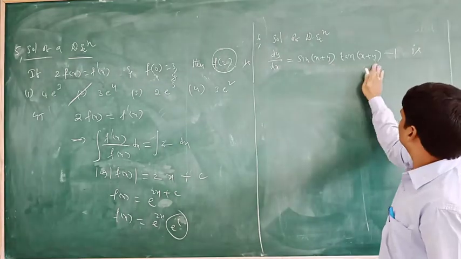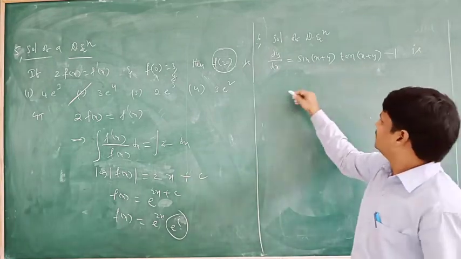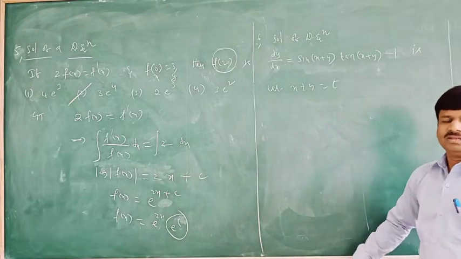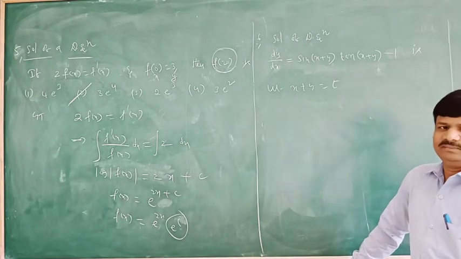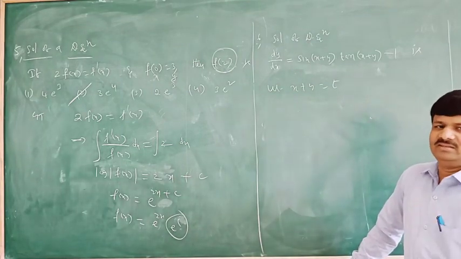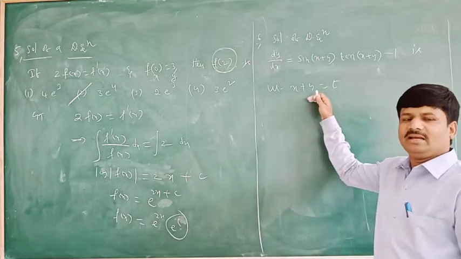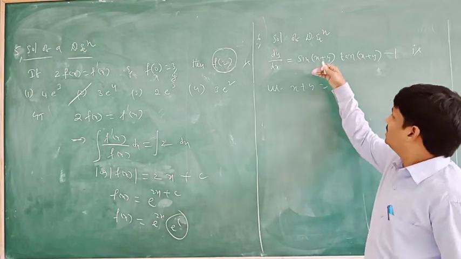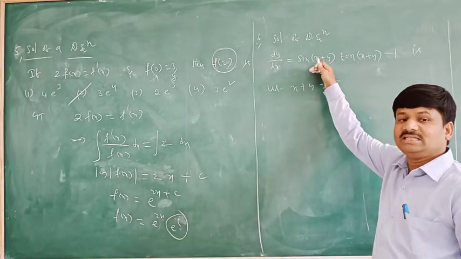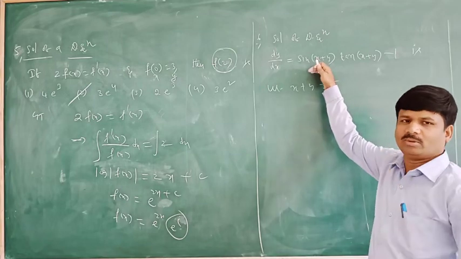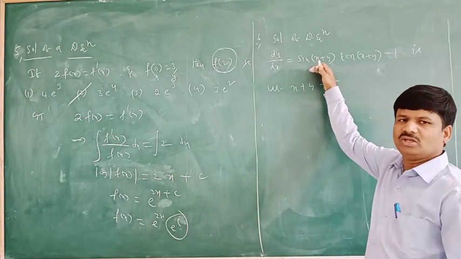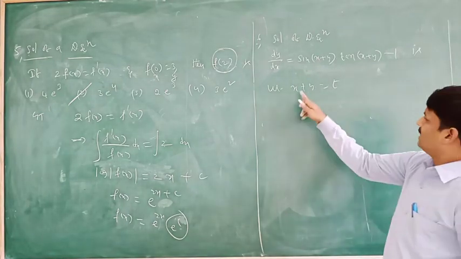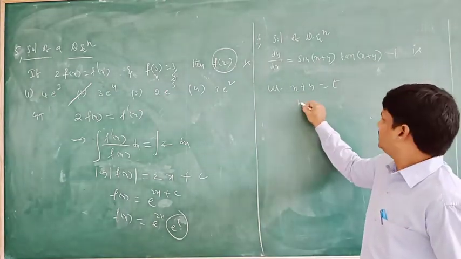That is why I am going to take this x plus y as t. I am substituting x plus y equal to t. That means it is the substitution method. By substituting only, I will convert this equation into variable separable, or maybe linear, or maybe homogeneous. We don't know which form we will get. First we have to simplify this. So x plus y equal to t I have taken. Now differentiate with respect to x.